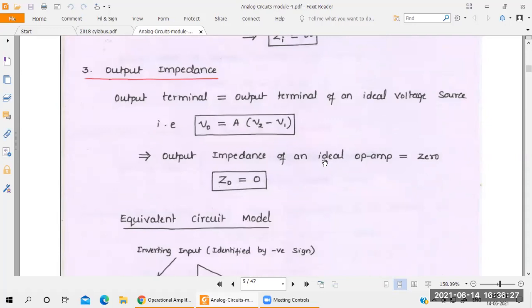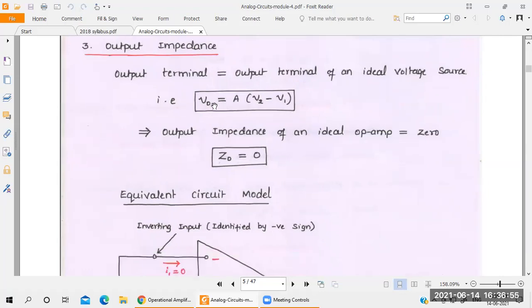Next, output impedance. Here output impedance is low. Output impedance is low means 0. So for that, consider the equation now: the output terminal is equal to the output terminal of an ideal voltage source. That is, the output voltage depends on the difference in input voltage. V0 is directly proportional to what here? The difference V2 minus V1.